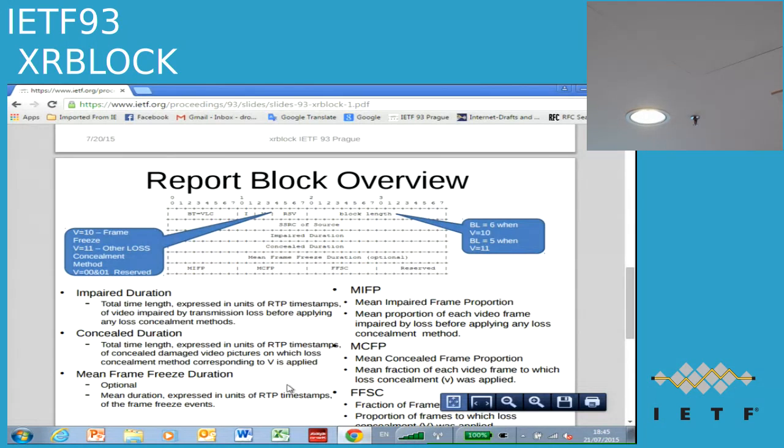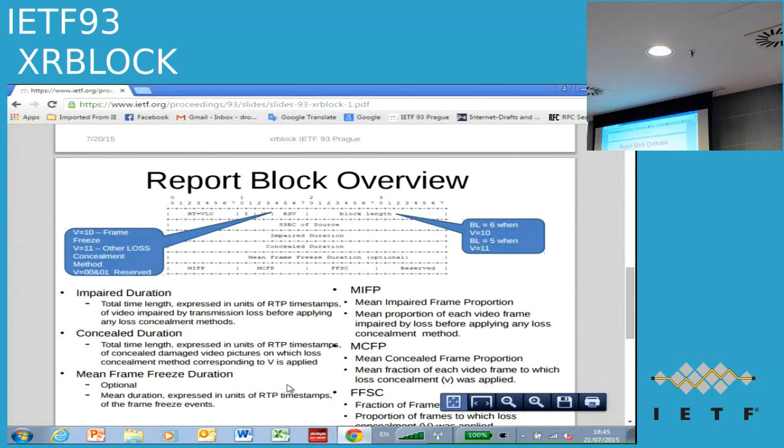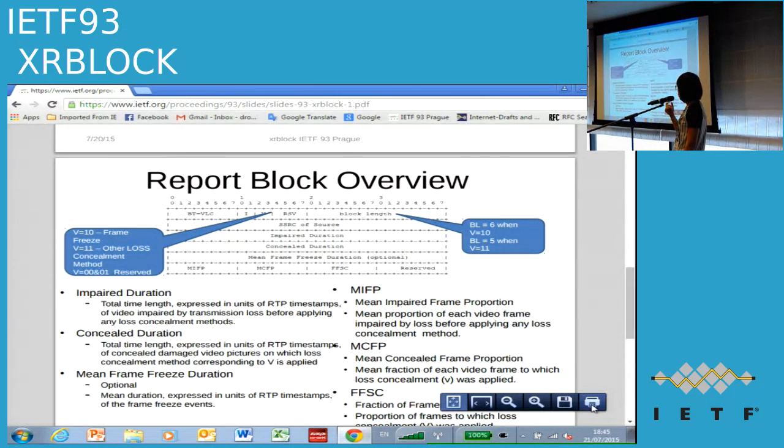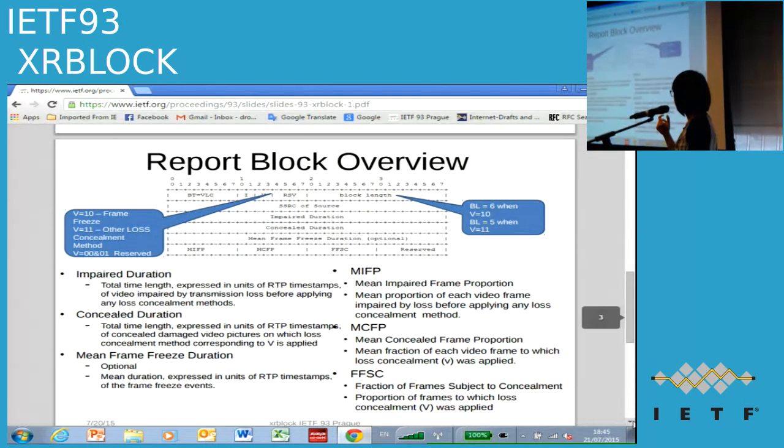Okay, next. This is the overview of the report block. We now have 6 metrics. The first one is impaired duration, which is the total time length of video impaired by transmission loss before applying any loss concealment methods, and it is expressed in units of RTP timestamps. We also have concealed duration, which is the total time length of concealed damaged video pictures on which the loss concealment method corresponding to V is applied. Here, V is the report block type, which has two values. The first one is frame freeze, and the second is including other loss concealment methods.